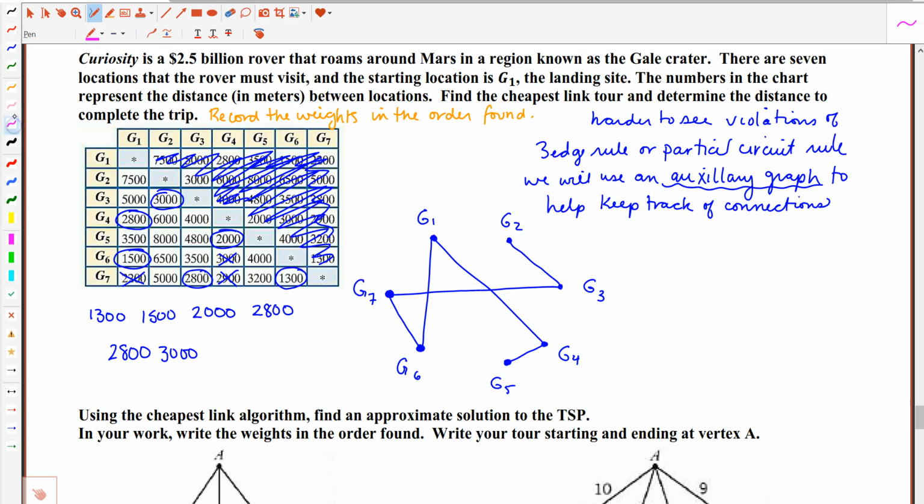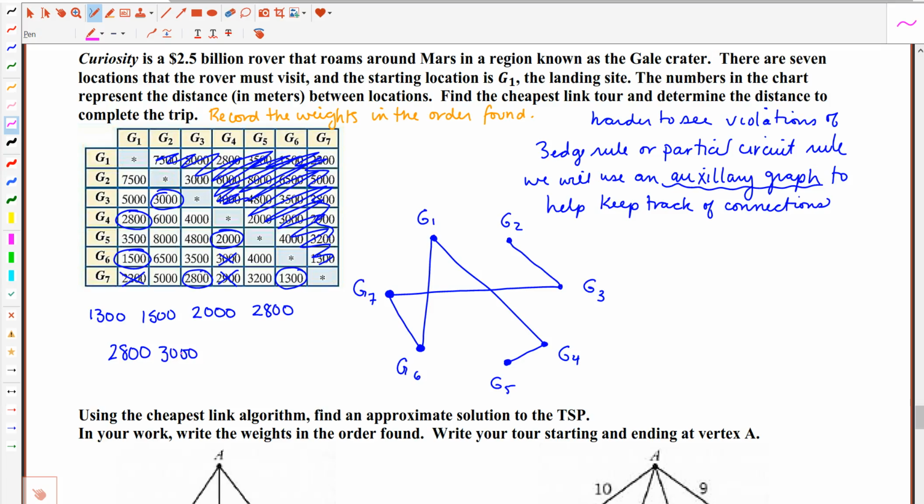At this point in time, we've hit a very special moment in grabbing these edges. Notice that we have 7 vertices here. So ultimately, when we're done grabbing our circuit, we're going to have 7 edges. So far, I have 1, 2, 3, 4, 5, 6 edges. So I'm only allowed to grab one more edge.